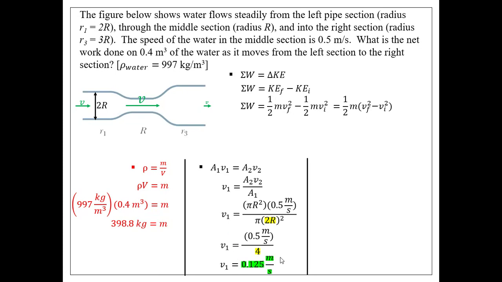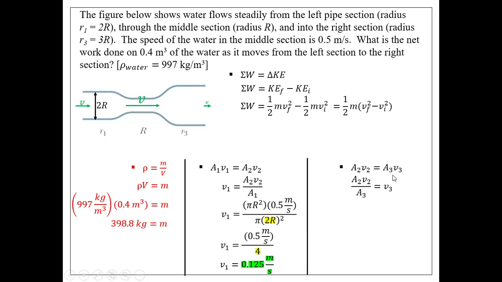And I want to use the same strategy to find the exit speed on the right side of the pipe. Continuity-wise, it suggests that the flow rate in the middle section must equal the flow rate on the right side of the pipe. So I can say A2V2 is equal to A3V3. Here, I know what V2 is. I need to figure out what V3 is, because V3 is my final velocity. Just in case you're not keeping up, Vf here is V3, Vi is V1, because you need to know how much work is done as the water flows from the left to the right side of the pipe.